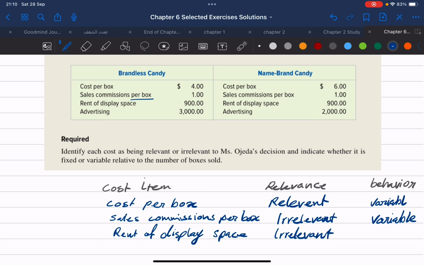However, is that cost variable or fixed? It's definitely fixed. The reason is that Ms. Ojida is going to be paying out this amount regardless of whether she sells 100 boxes, 200 boxes, or 3,000 boxes. It's not going to matter. That rent is going to be paid exactly as it is, regardless of the number of boxes she sells. Even if she doesn't sell any boxes, she's still going to be paying that amount. So that makes this specific cost item a fixed cost item.